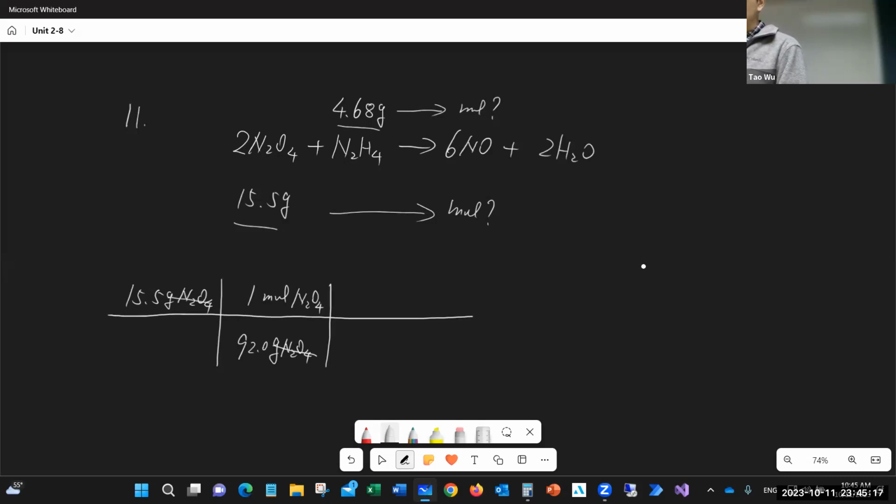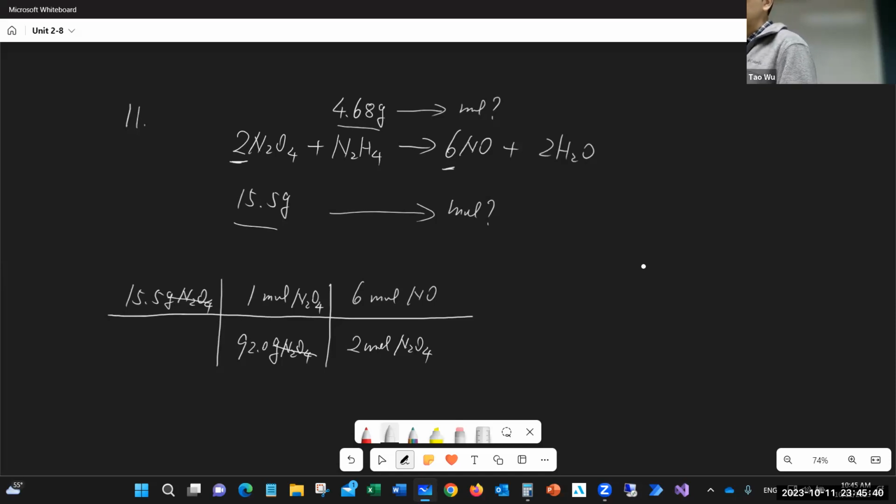Now, based on this, generally you just figure out the moles of the N2O4. And then you're using the stoichiometry. 2 moles of the N2O4 will make 6 moles of the NO. So 2 moles of the N2O4 will generate 6 moles of the NO. Okay, still the similar things.